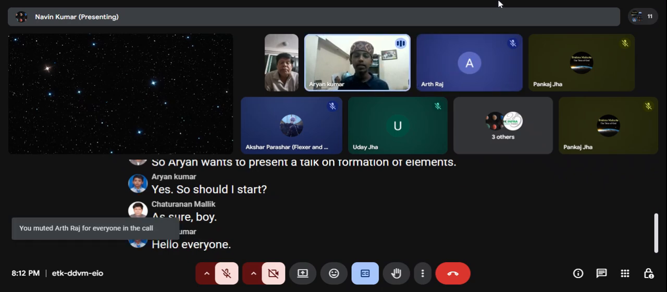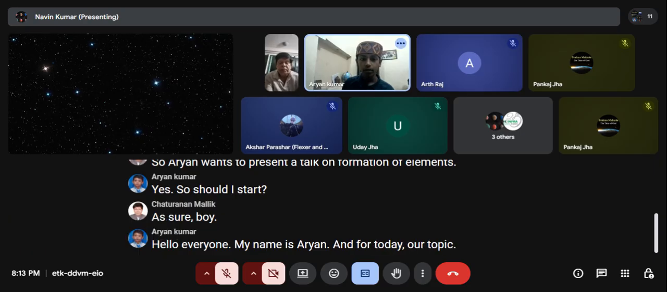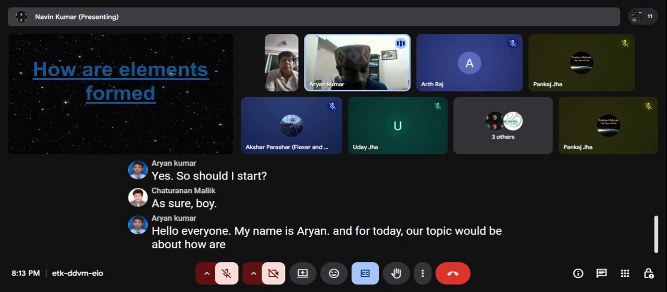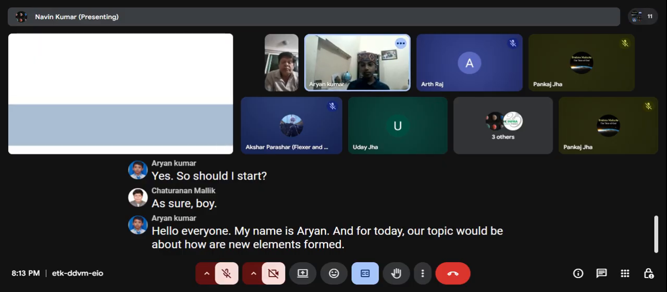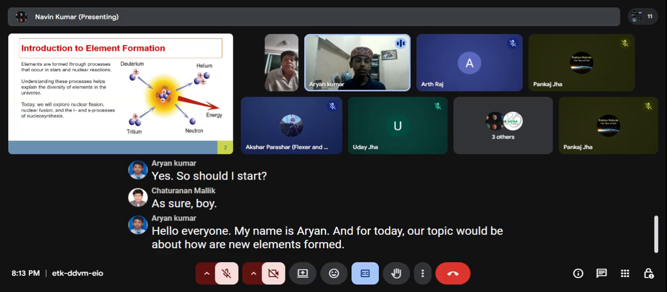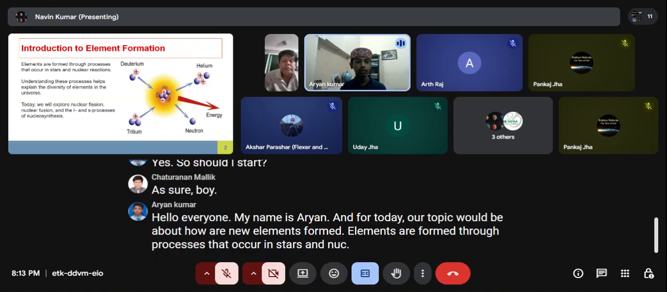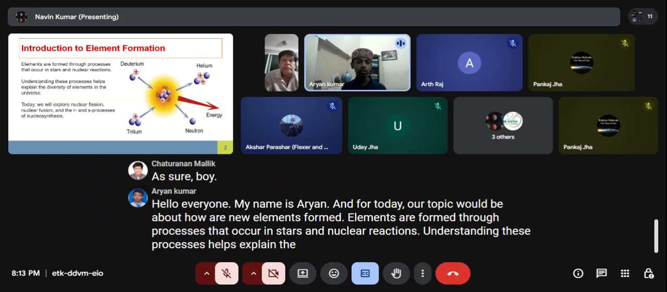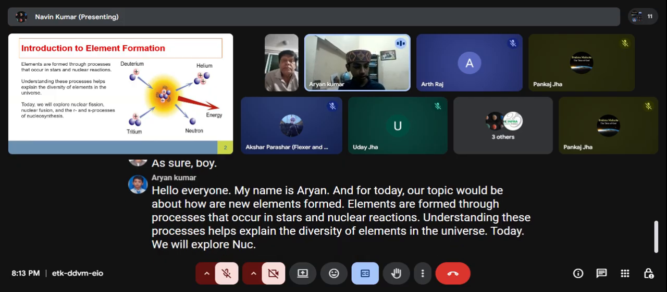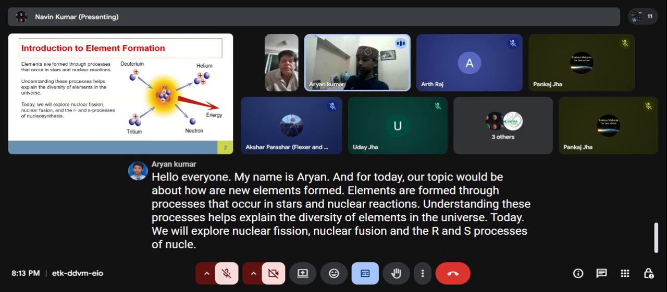Hello everyone. My name is Aryan, and for today our topic would be about how new elements are formed. Elements are formed through processes that occur in stars and nuclear reactions. Understanding these processes helps explain the diversity of elements in the universe. Today we will explore nuclear fusion, and the R and S processes of nucleosynthesis.